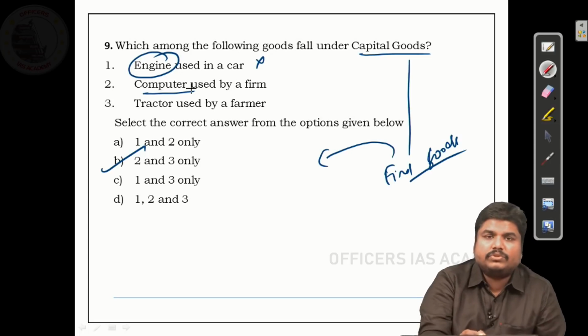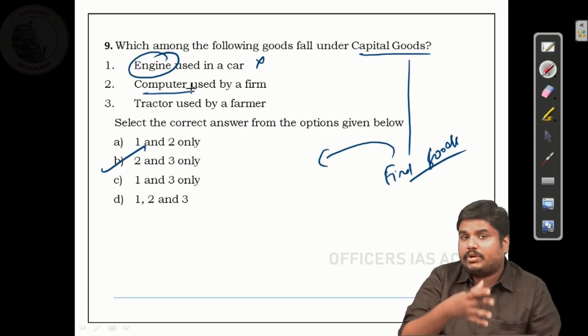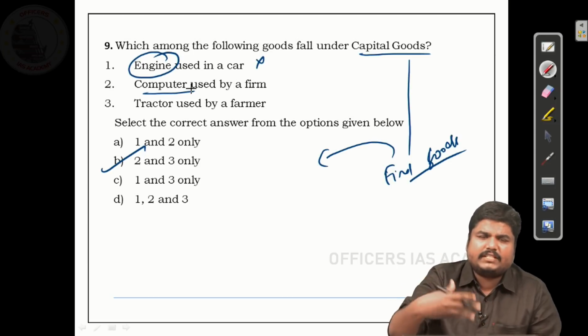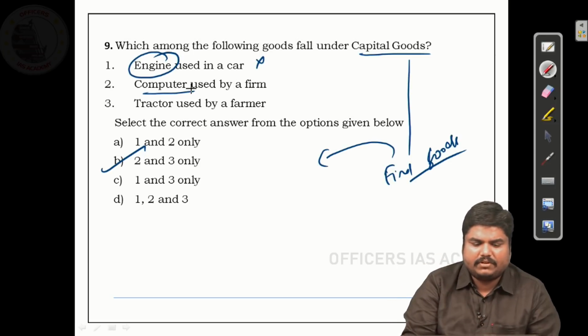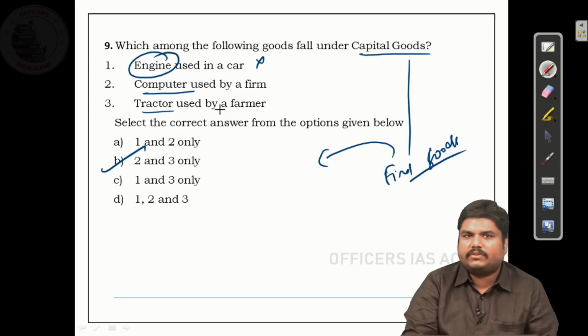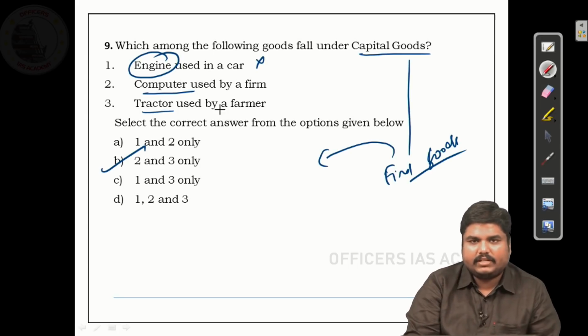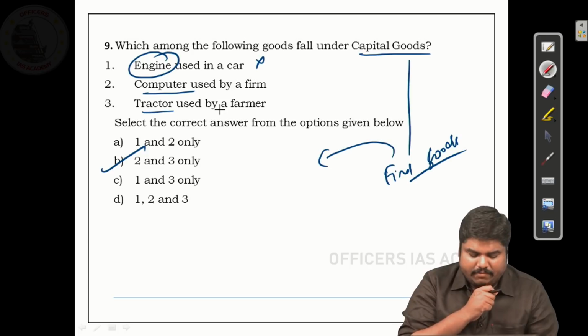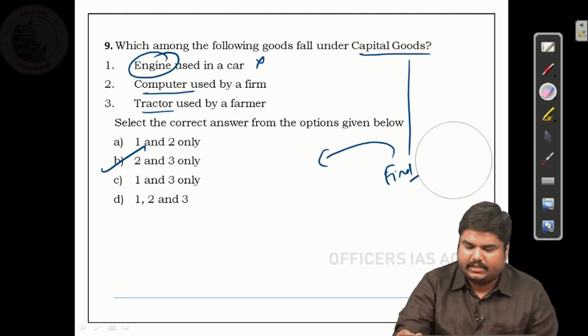A computer used in an IT company is used to produce certain services, certain application software. So that is an example of a capital good. A tractor used by a farmer is again a capital good, right? That is going to help in producing crops. So answer is going to be B, 2 and 3, right? Answer is going to be B, 2 and 3 only.